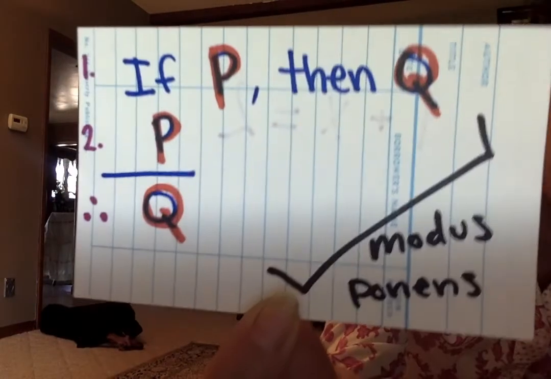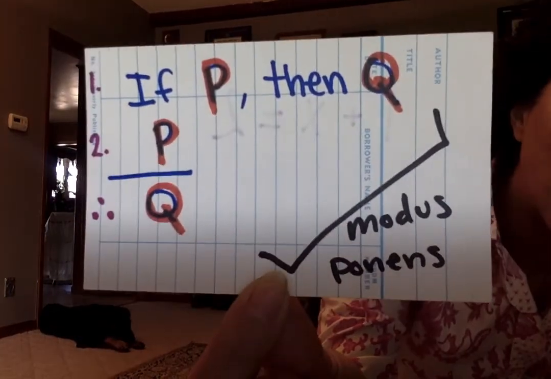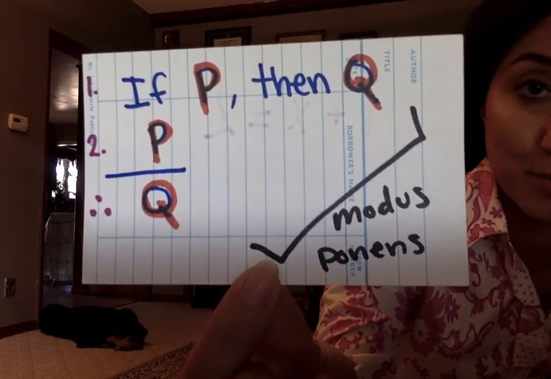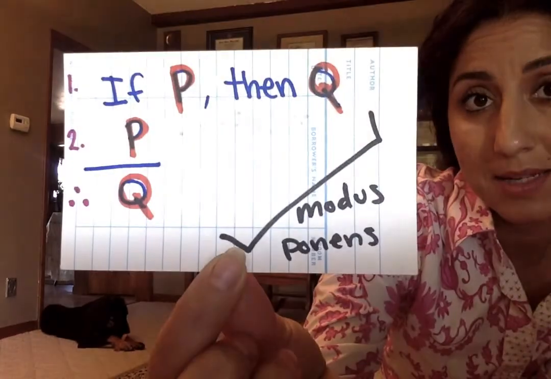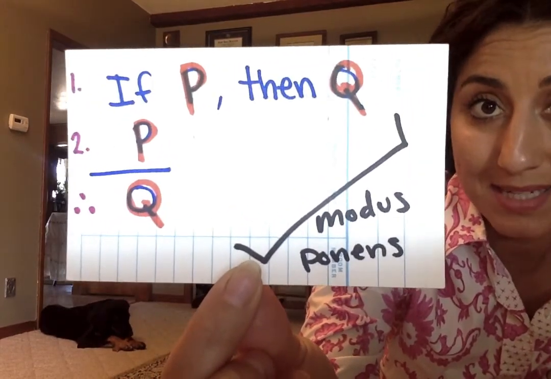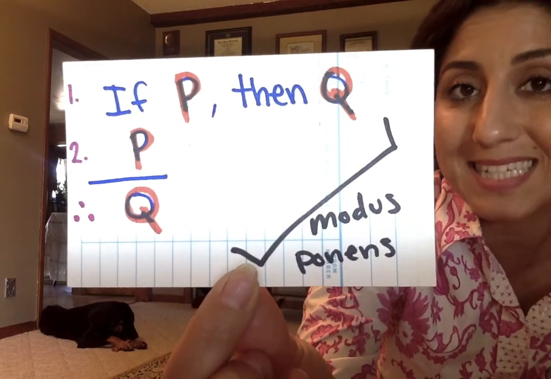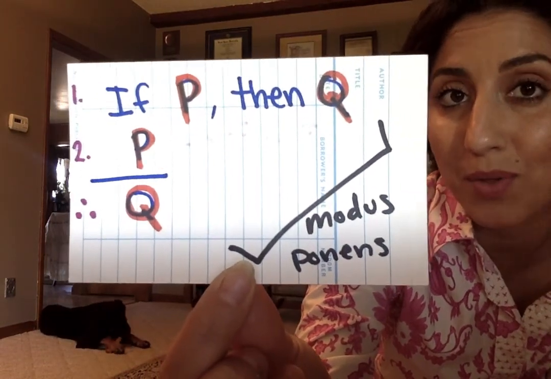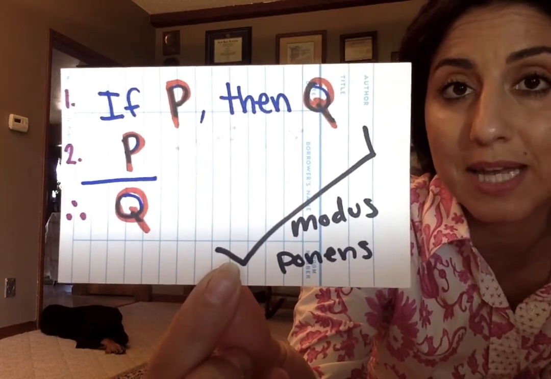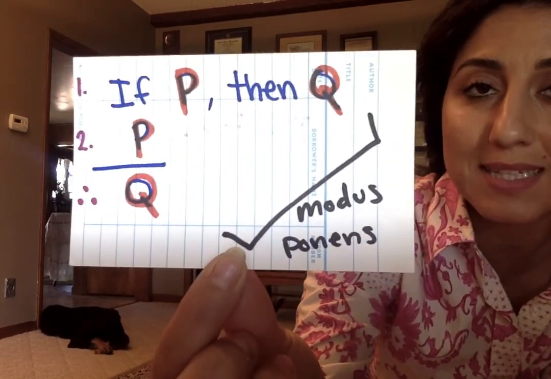Modus ponens. It's Latin for the mode of putting, and it looks like this. This is a logical form of a valid deductive argument. The first premise says if P, then Q. That's a conditional statement. The P is an antecedent, which is the hypothetical that if you were to have, leads you necessarily to the consequent, which in this case is Q.